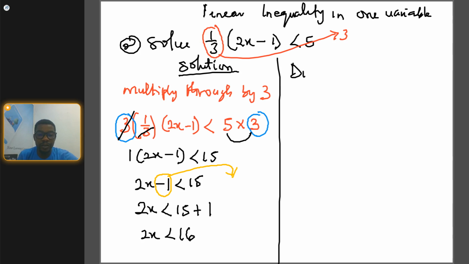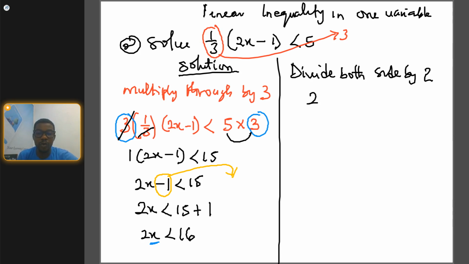So we need to divide both sides by the coefficient of x. What is the coefficient of x? Your response in the chat box. The coefficient of x is 2. Thank you for your response, Emmanuel and Jane.